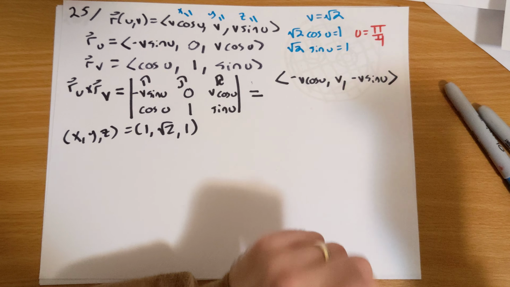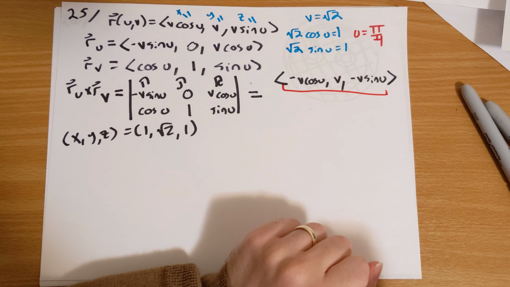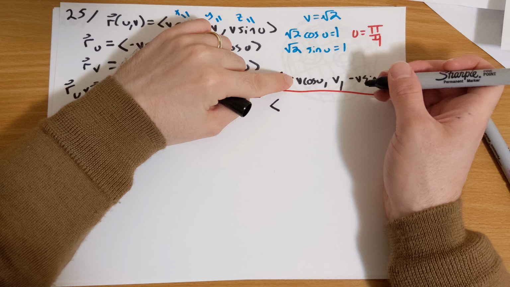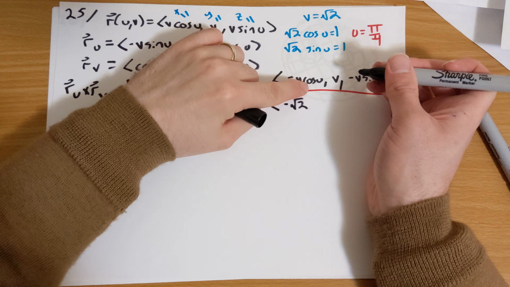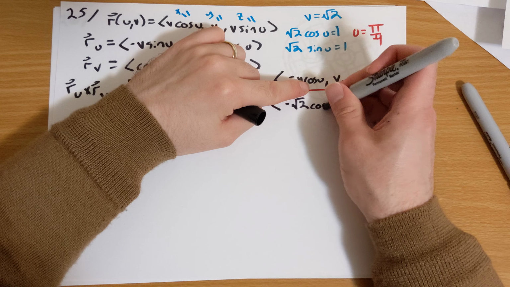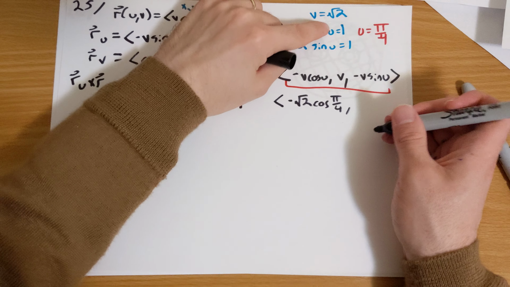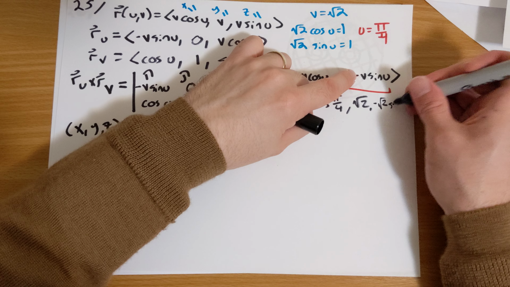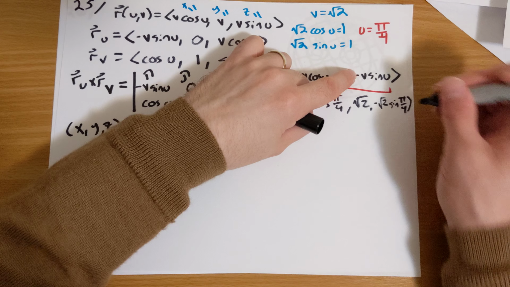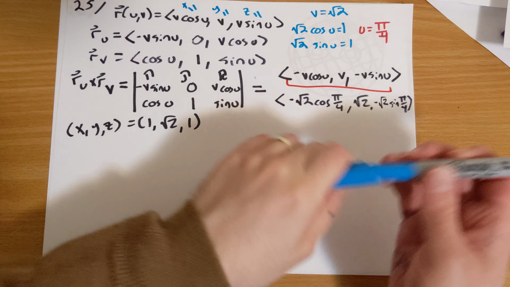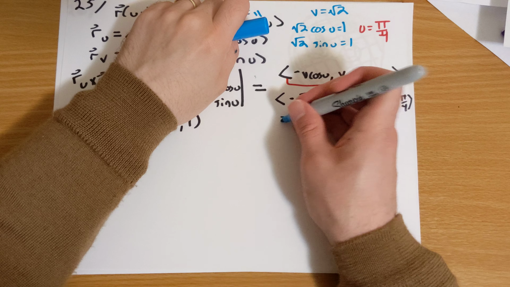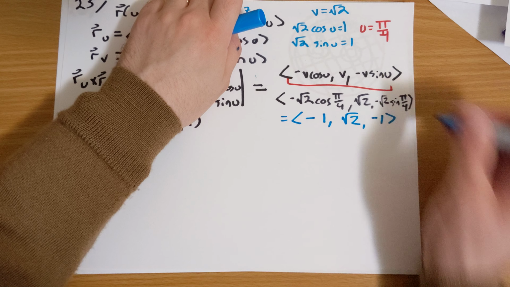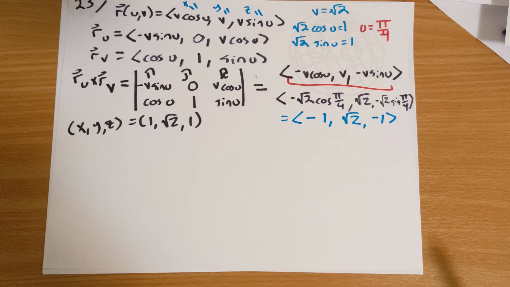So let's plug that into our normal vector here. We would end up with negative v, which is negative square root 2 times cosine of pi over 4, and v is square root 2, and then negative v, negative square root 2 times sine of pi over 4. Of course, cosine of pi over 4 is 1 over square root 2, sine of pi over 4 is 1 over square root 2. So this just becomes minus 1, square root 2, and minus 1 as our normal vector.